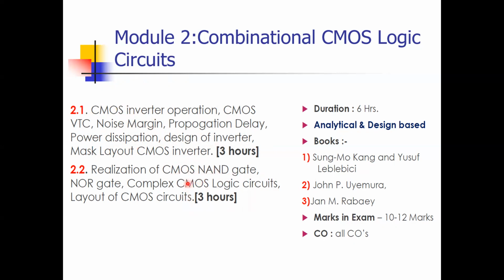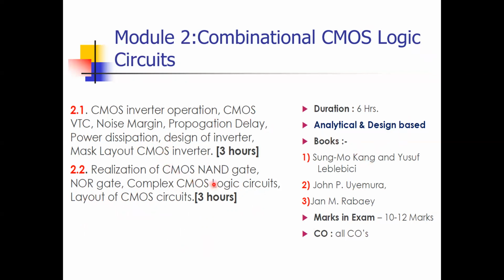Then the NAND gate means y equals a dot b bar, and the NOR gate, y equals a plus b bar. Then complex CMOS logic means any combination, any circuits like y equals ab plus cd bar, y equals ab plus c. Any type of circuit, any equation you can design through CMOS, and definitely layouts of all the circuits. The books are the same.